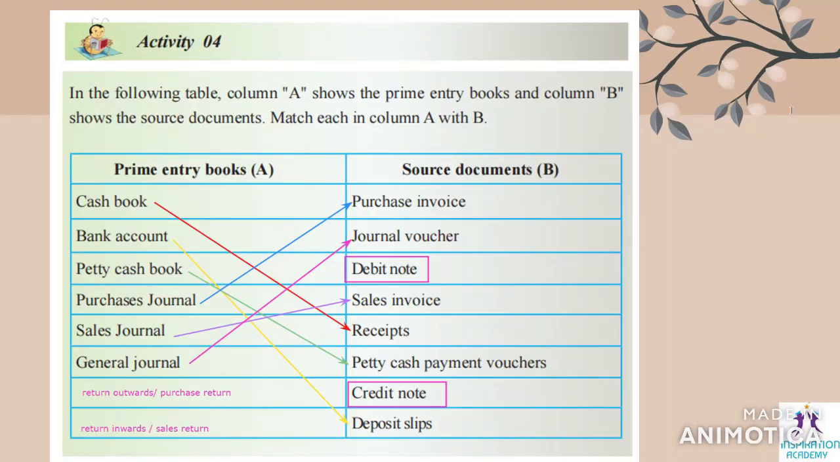We'll use one color to match. Now you need to help me. Return outwards or purchases returns: the source document is the debit note. You have to note this one. Return inwards or sales returns: the source document is the credit note. You have to specifically know these two.